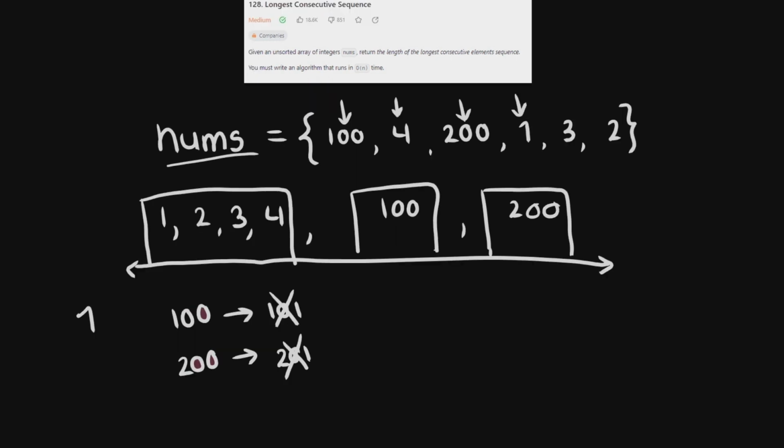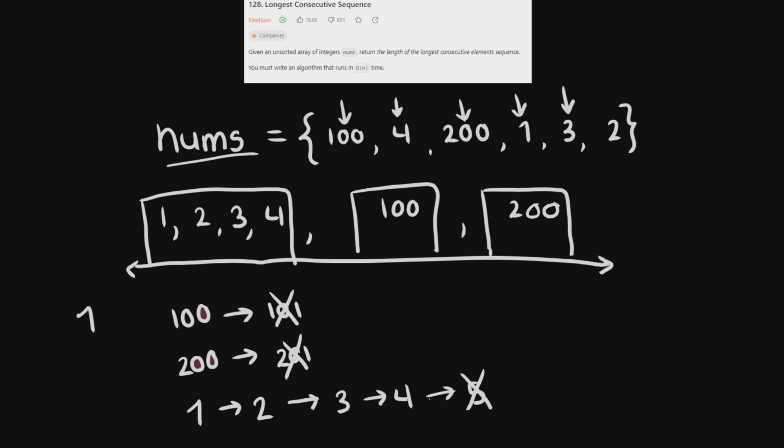Then we take a look at 1, and 1 has no value prior to it. If it did, that means 0 would have been in nums, but it's not. So we can define a sequence starting with 1. Then we check to see if 2 is in the nums set, and it is. Then we check 3, and it is. Then we check 4, and it is. And then we check to see if 5 is in the nums set, but it's not. So we stop here and we go to the next element in the nums set.